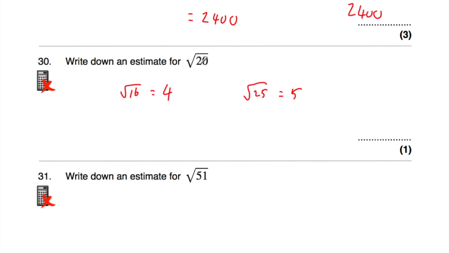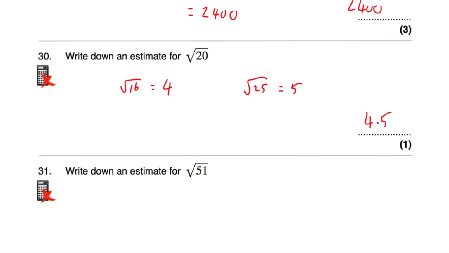Now, if it was the square root of 24, it'd be much closer to 5. If it was the square root of 17, it'd be much closer to 4. With it being the square root of 20, I think it'd be in the middle somewhere, so maybe 4.4, 4.5, 4.6, something like that. So I'm going to go for 4.5. That's my estimate for the square root of 20. And out of interest, let's just see what the square root of 20 is. The square root of 20 is equal to 4.47, which rounds to 4.5 to one decimal place. So that's a good estimate.